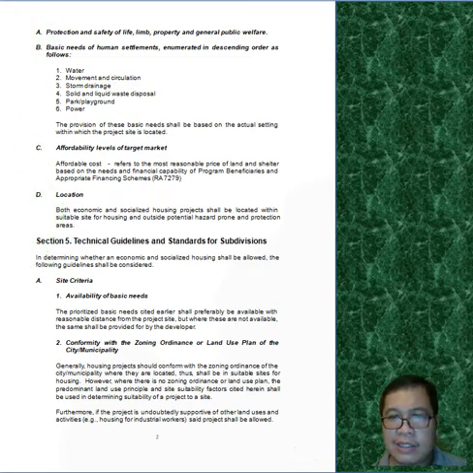Okay. Now let's go to Section 5, the technical guidelines and standards for subdivisions. In determining whether an economic and socialized housing project shall be allowed, the following guidelines shall be considered. Site criteria: the availability of basic needs. The prioritized basic needs cited earlier shall preferably be available within reasonable distance from the project site, but where these are not available, the same shall be provided by the developer.